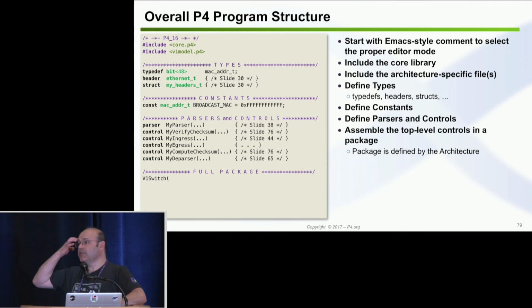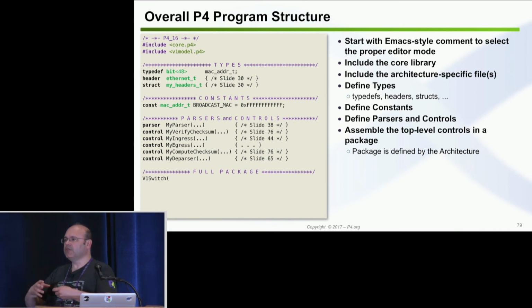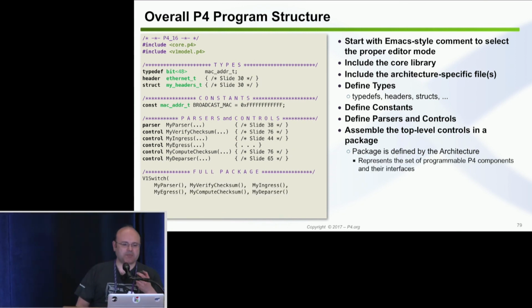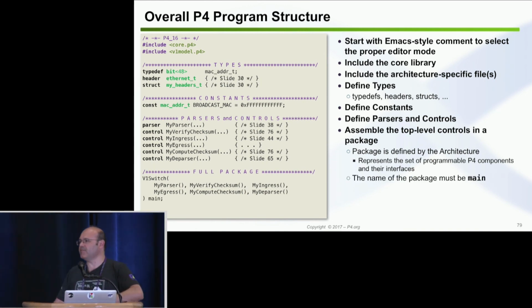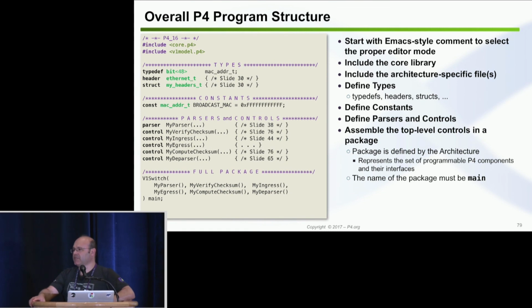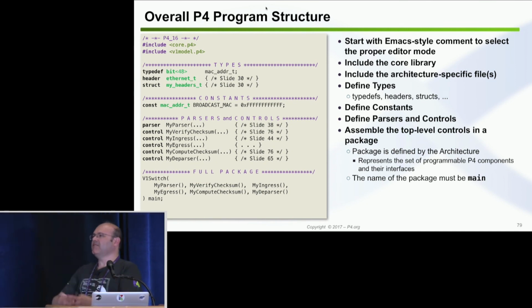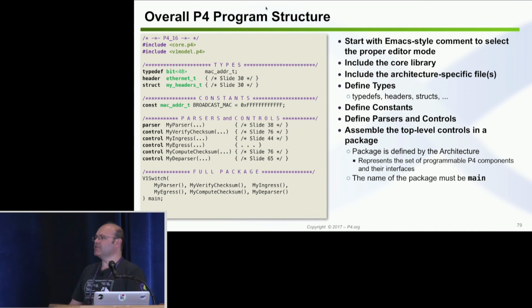The package is a new term in P4, but remember there was a question, how does the code know which function to call? Well, that's because you specify them all in that package construct and you name the package main. That will tell the compiler that this particular function represents your parser, this particular function represents your ingress pipeline, and so on and so forth.